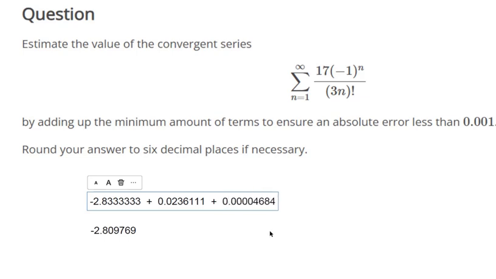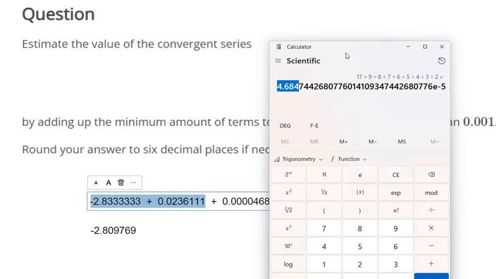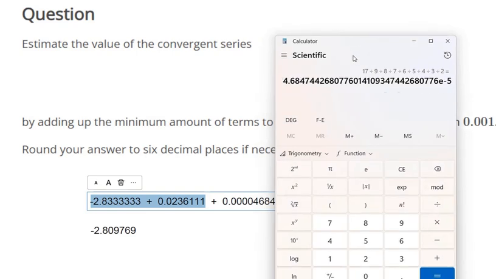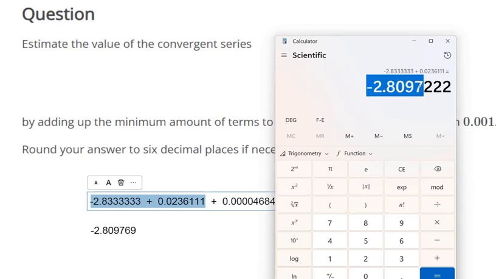Okay, it says absolute error of less than 0.001. This term affects first, second, third, fourth. This only starts impacting the 5th decimal place. So the minimum amount necessary would be just the first 2 terms. Okay, so I'm not sure if it'll get marked wrong, but the correct answer here to the 6th decimal place, because they're being specific about that minimum amount necessary, this would be the correct answer.